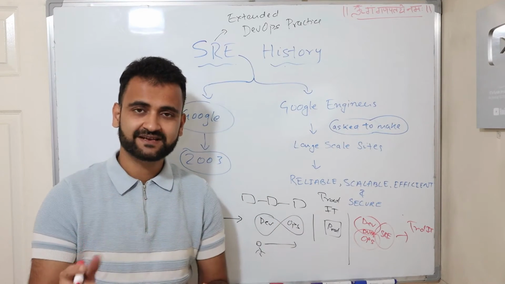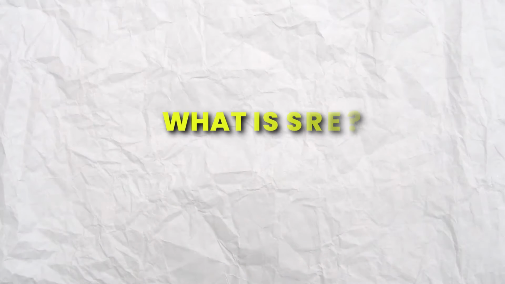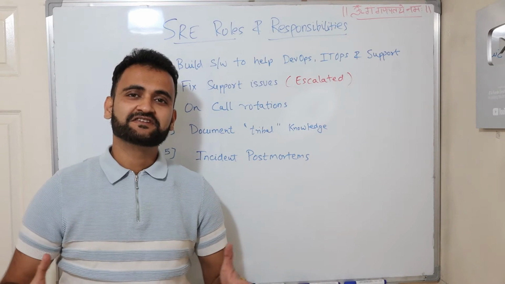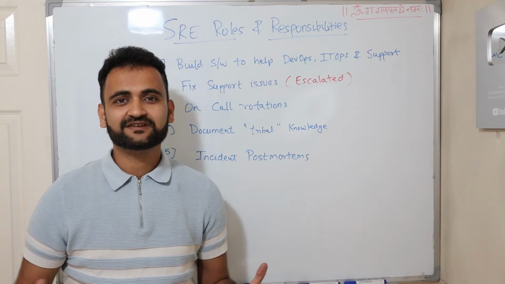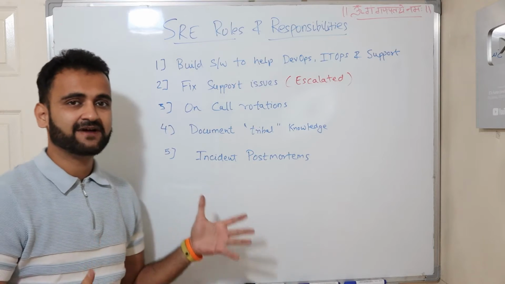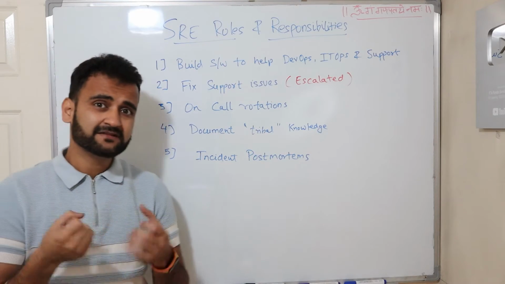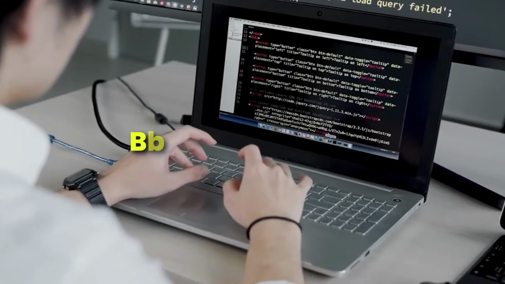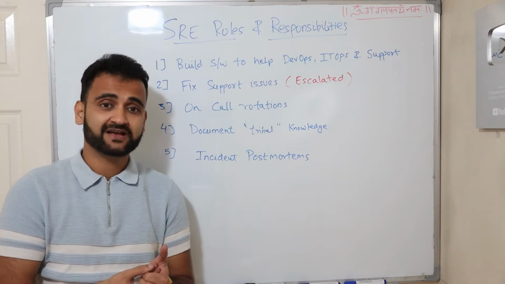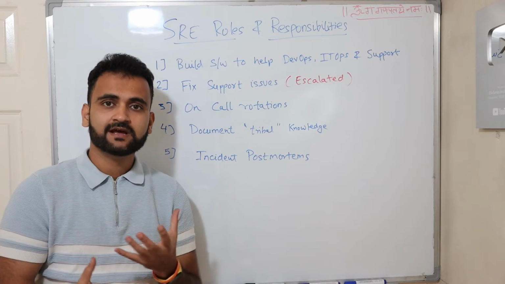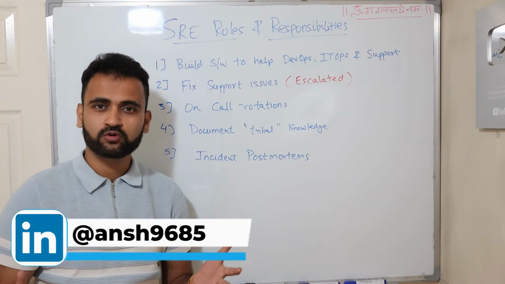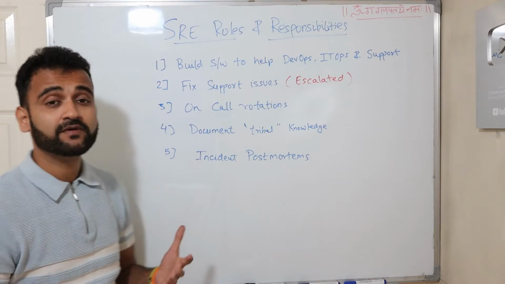So let's move to the next section where we understand in detail what is SRE and what are some roles and responsibilities of an SRE engineer. While an SRE engineer has various roles and responsibilities, if we have to summarize, we can put it into these 5 categories. First and foremost, being a software engineer himself, he has to build software, build scripts, and come up with products which could make the life of DevOps teams, IT ops teams and other support teams easier. So building software is a must.